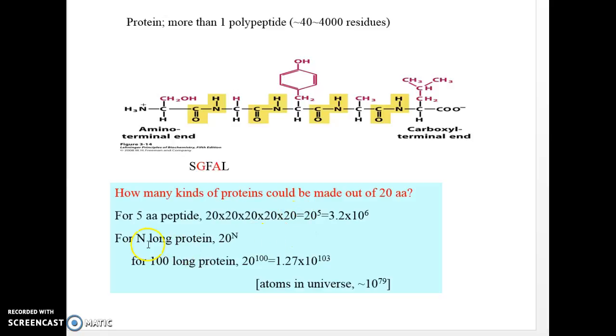A lot. What about the N residue long proteins? Similarly, it could be something like that. For the specific case, for 100 residue long proteins, it give you this much different proteins. Just compare with the atoms in universe by using similar expression, compare two numbers. You can tell how diverse proteins might be produced by using only 20 different amino acids.